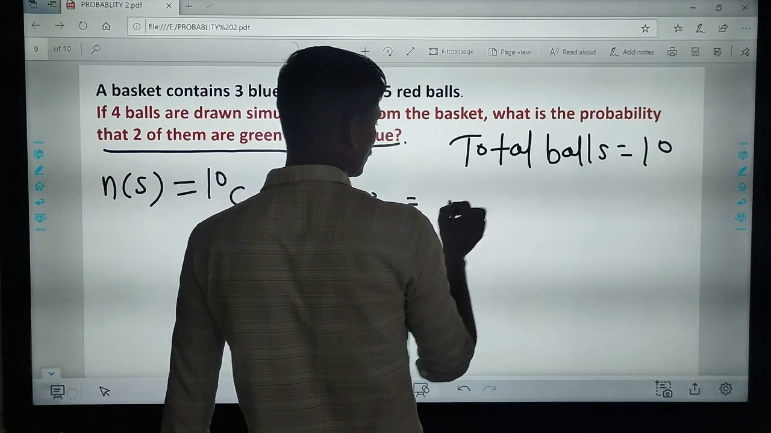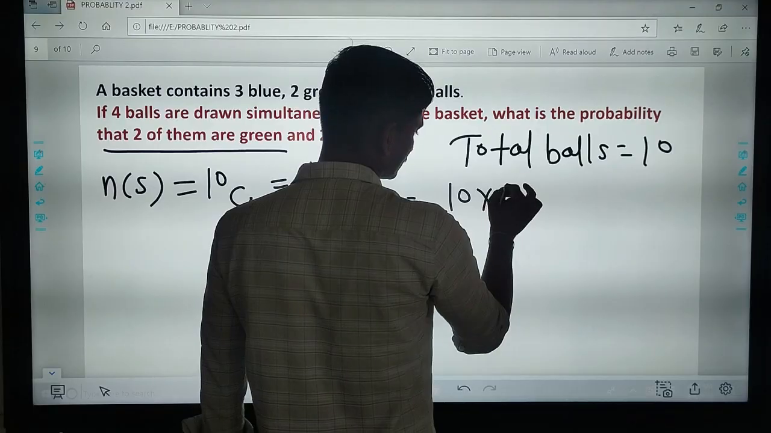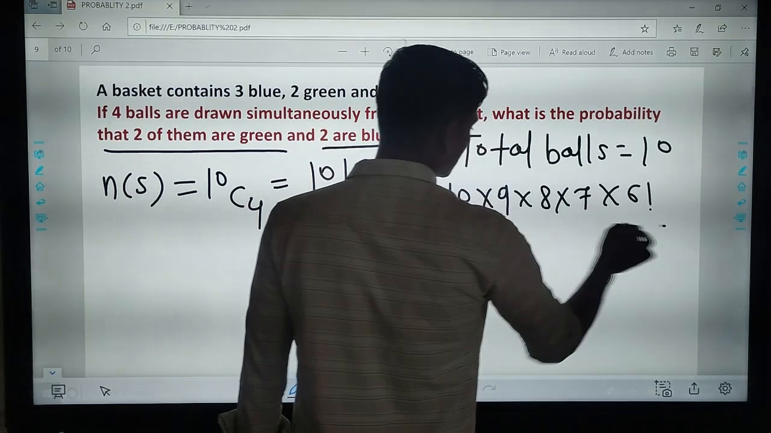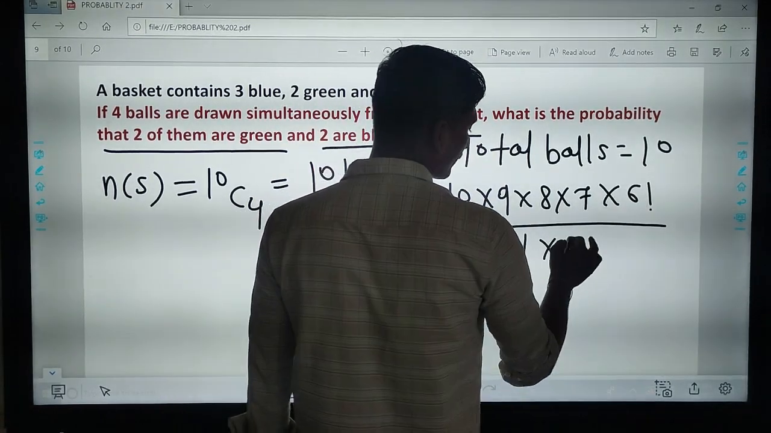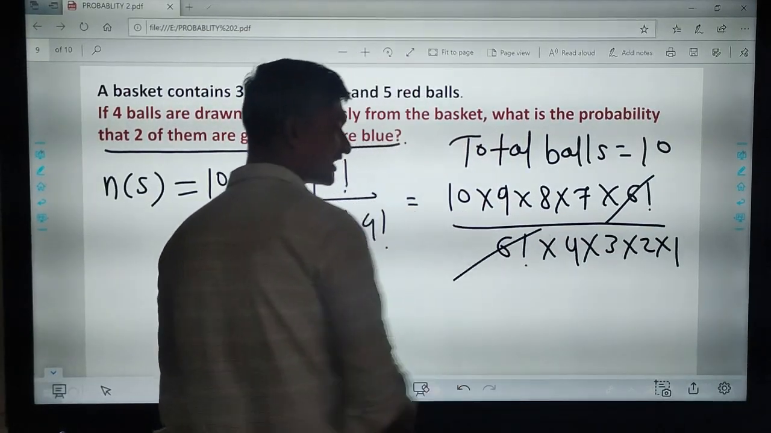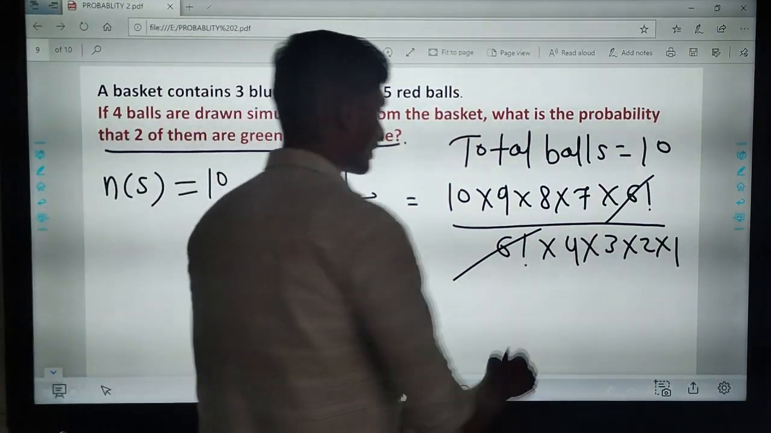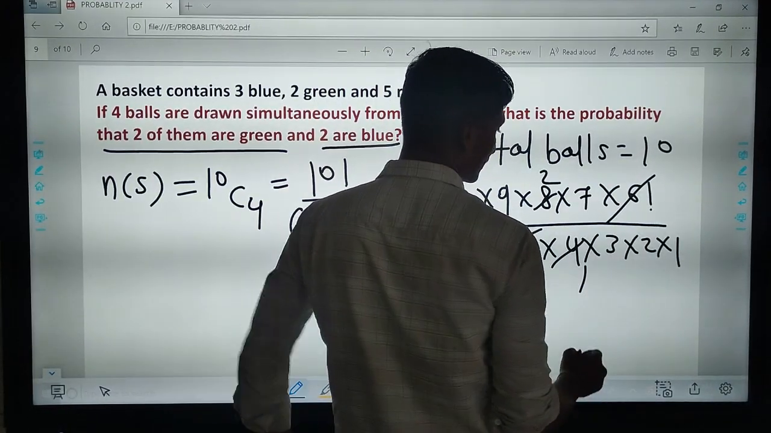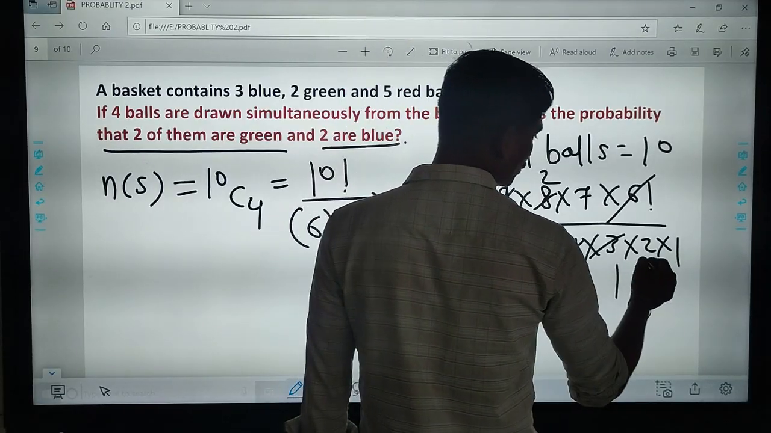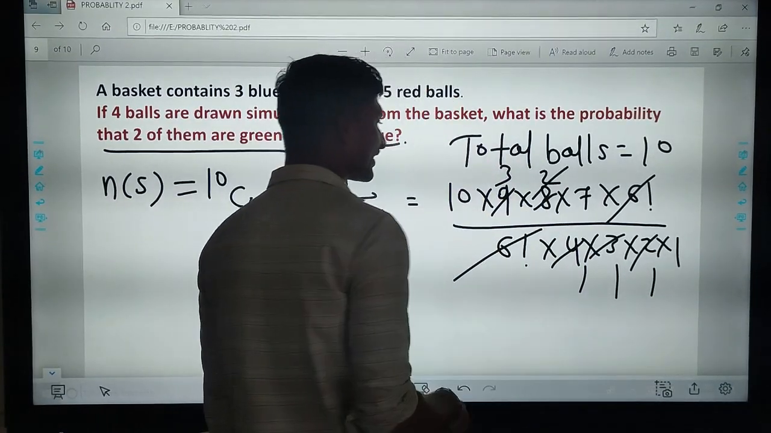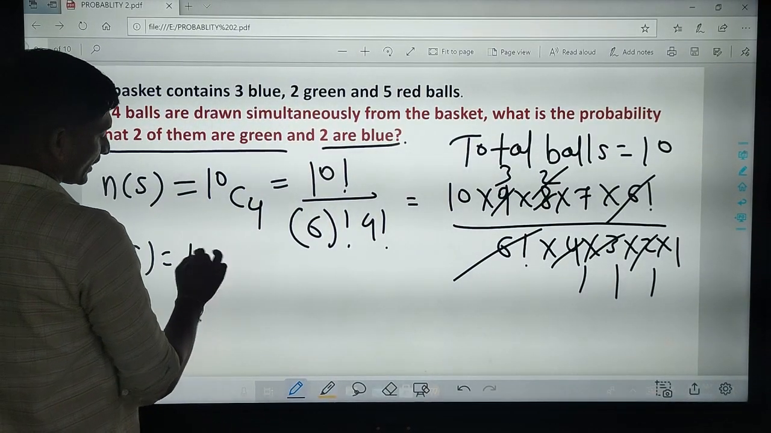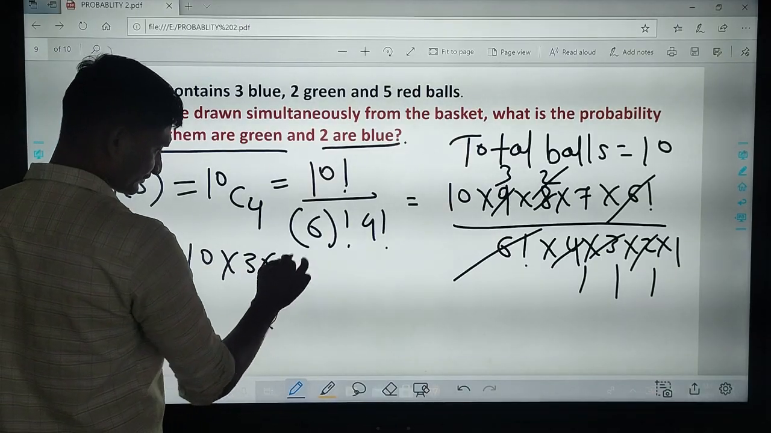Now here we calculate this: 10 into 9, 8, 7 into 6 factorial, divided by 6 factorial into 4 factorial, which means 4, 3, 2 into 1. 6 factorial gets cancelled. Then 4 1s are 4, 4 2s are 8. Now here 3 1s are 3, 3 3s are 9. Here 2 gets cancelled. Now here remains n of S is equal to 10 into 3 into 7.